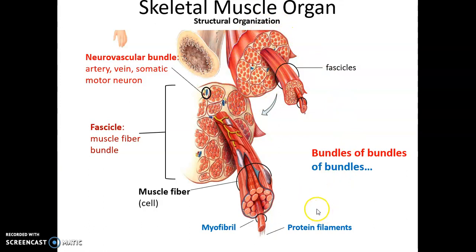And then we can go even further. The myofibrils are made up of protein filaments. So you have bundles of protein filaments in the myofibrils, bundled myofibrils in the muscle fiber, bundles of muscle fibers in the fascicle, and bundles of fascicles in the muscle organ.